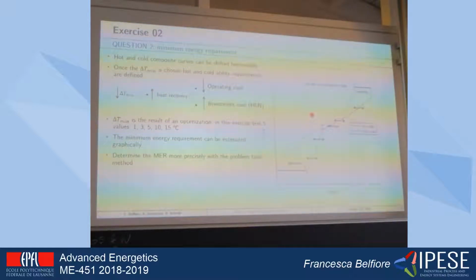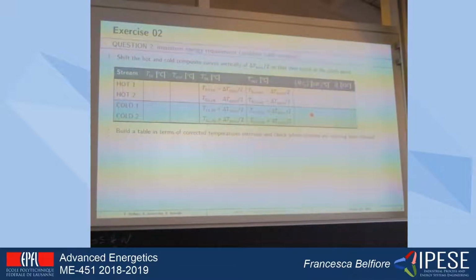And also you can see from this graph that you can actually identify the MER already graphically, but there is the other method which is more precise. And for doing that, the first step is to switch to the corrected temperatures.